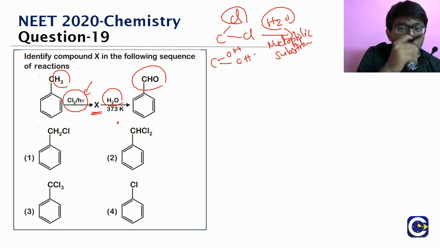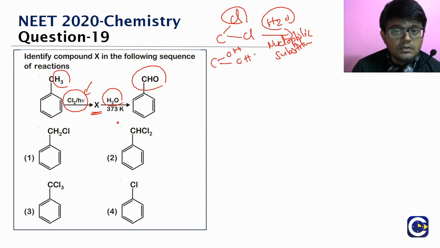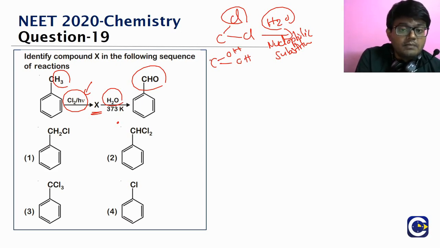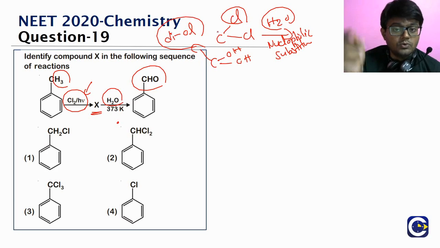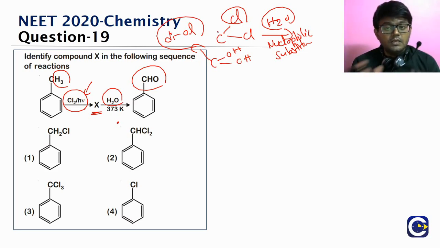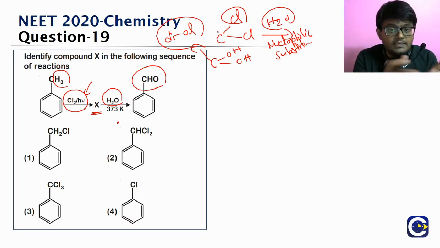So if you have one chlorine replaced by OH, we will get what? I mean, a mono substituted alcohol. If you have two chlorines replaced, we will get two OH groups on the same carbon. You know what we call it? We will be calling it a diol. It's a geminal diol. Both OH groups on the same carbon means geminal. If both OH groups are on different, adjacent carbons, we'll call it what? Vicinal.